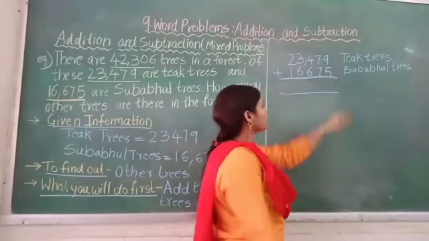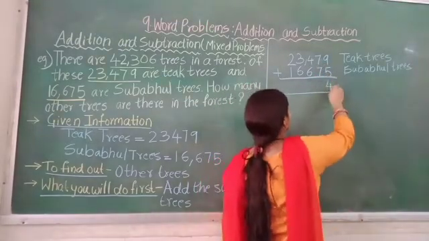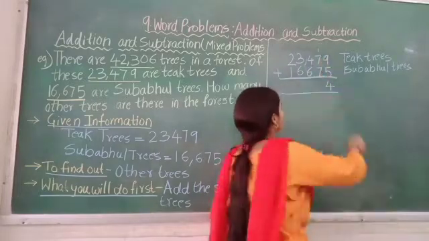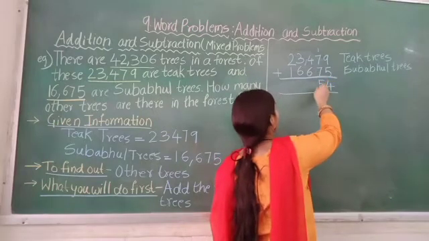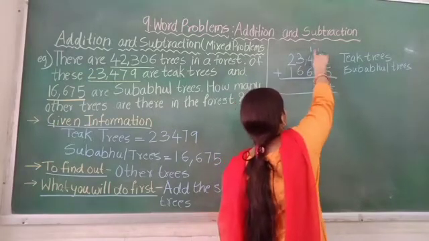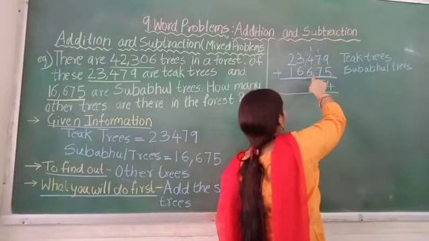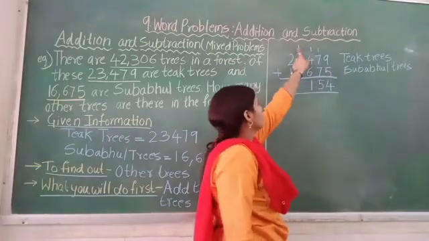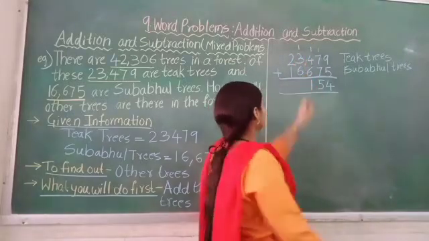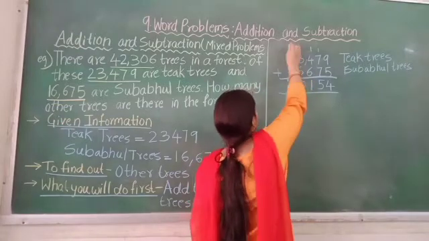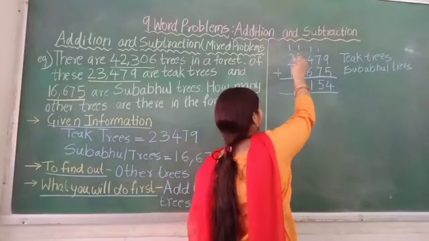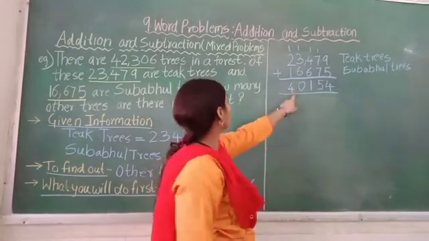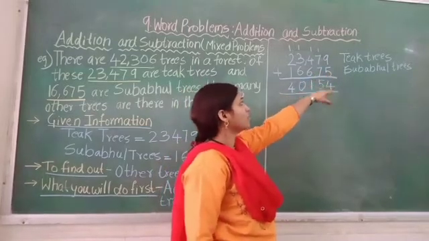9 plus 5 is 14. 1 will be carried over here. 7 plus 7 is 14. 14 plus 1 is 15. 5 we will write down here and 1 will be carried over. 1 plus 4 is 5. 5 plus 6 is 11. 1 will be carried over to the next number. 1 plus 3 is 4. 4 plus 6 is 10. And 1 will be carried over here. 1 plus 2 is 3. 3 plus 1 is 4. So this is the total number of trees we have found by adding both the trees.